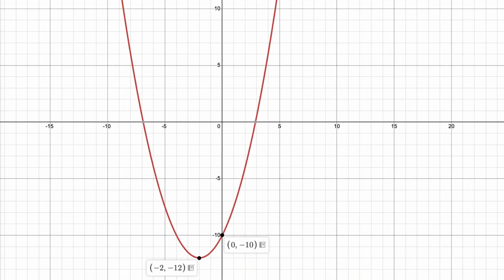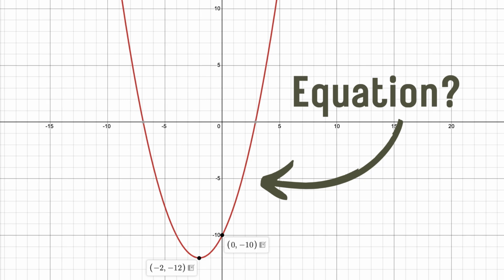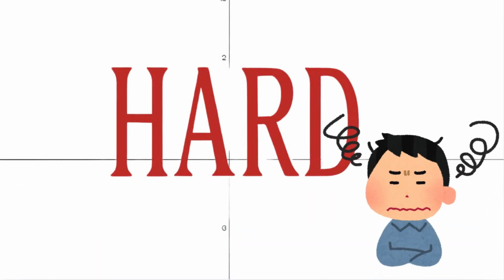Look at this graph. Now, if I asked you to replicate it and graph it again, would you be able to? How would you find its equation? Yeah, it is a little bit hard if you don't know how to do it.